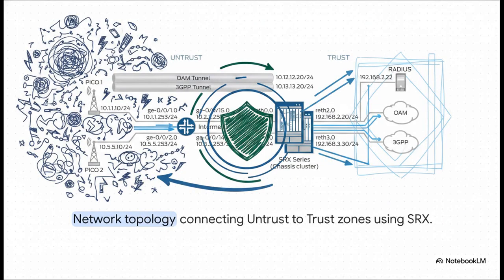When you look at the topology we're building, we are bridging an untrust zone, think the public internet or external nodes, to a highly secure trust zone. Right there in the center, acting as our fortified checkpoint, is a Juniper SRX series chassis cluster. Literally everything we configure today is designed to securely route traffic across these exact boundaries.